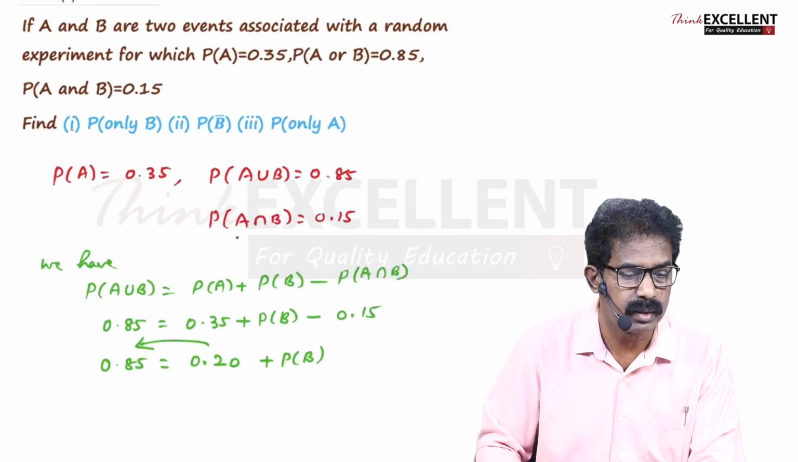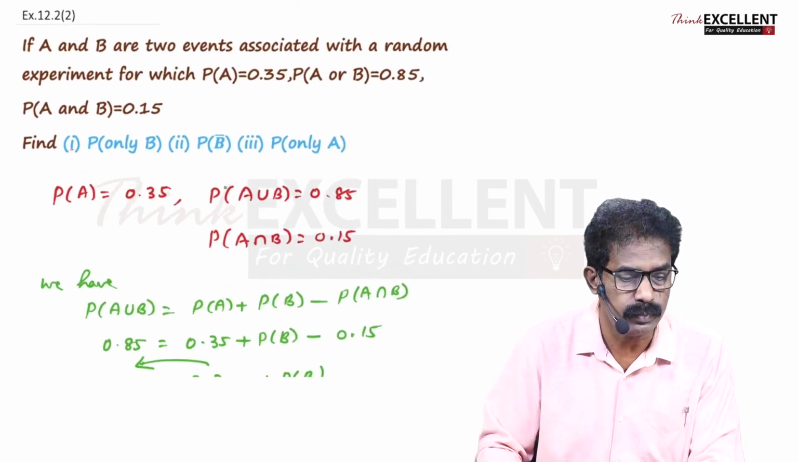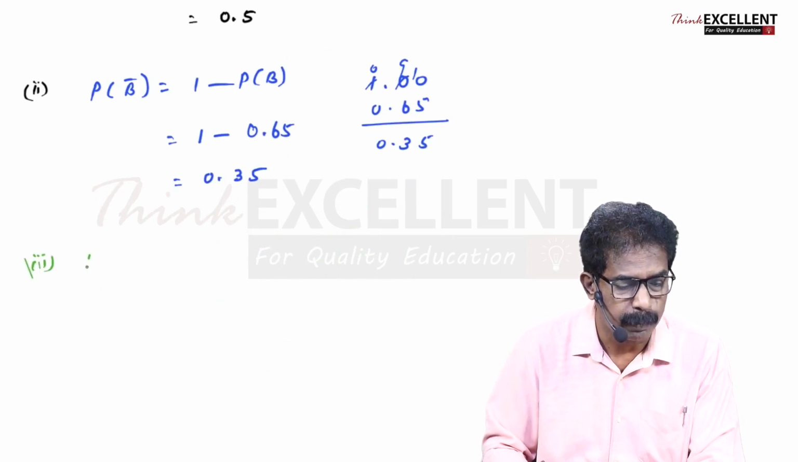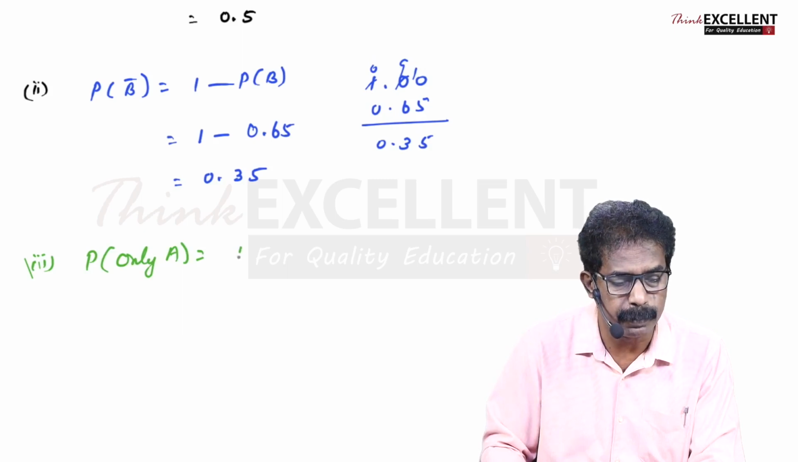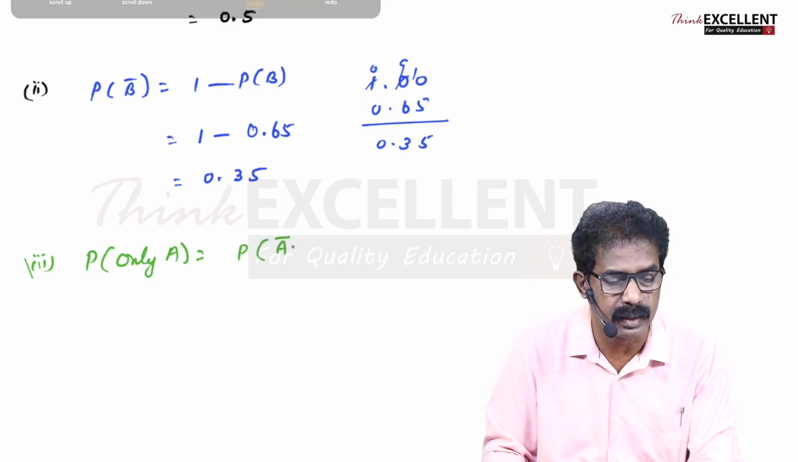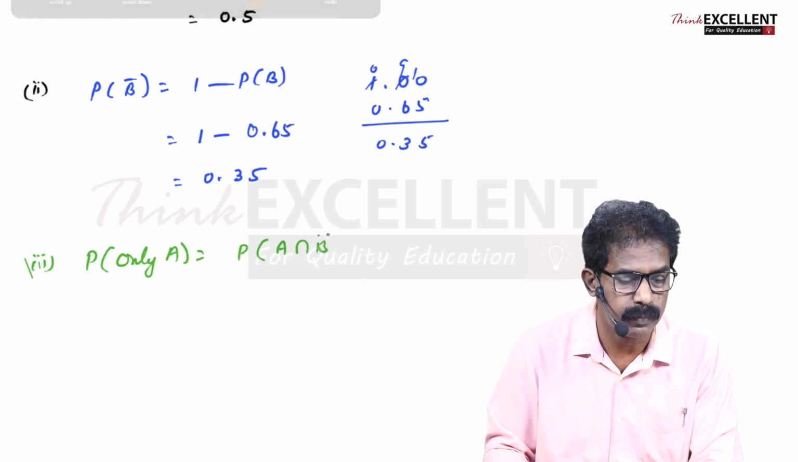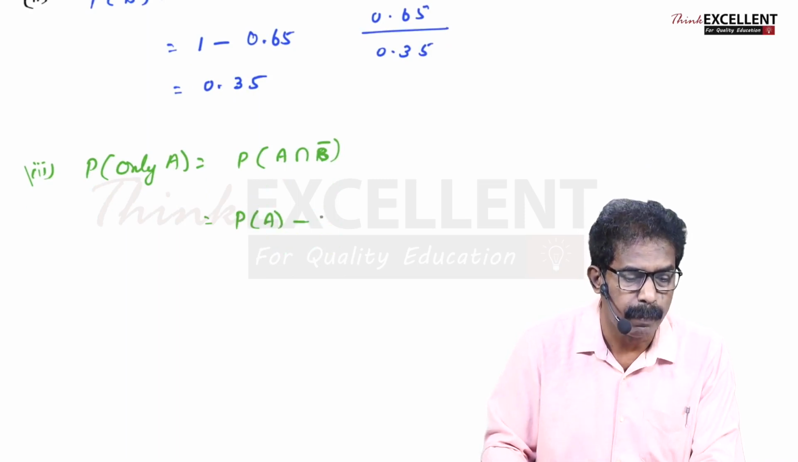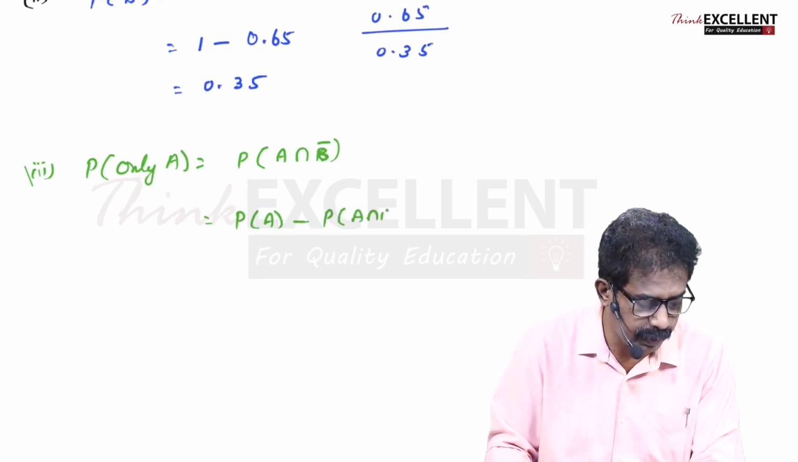Now see the third subdivision. Only A, P of only A. Probability that only A. So that is P of A intersection B bar, right? Only A, P of A intersection B bar. So you can write it as P of A minus P of A intersection B.